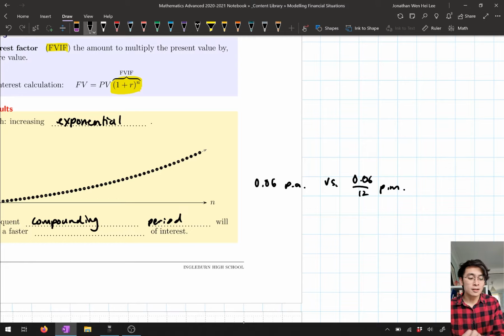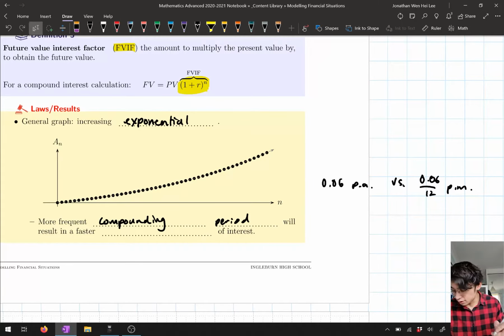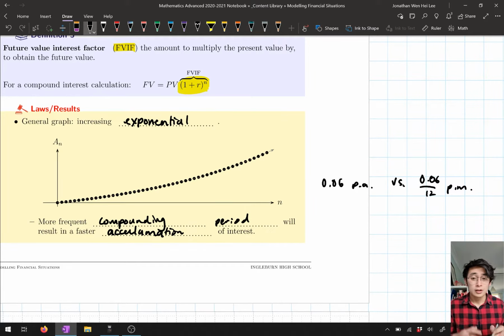The one which compounds more often will result in a faster accumulation of interest. If you do more compounding periods, your graph will be steeper and your money grows quicker and quicker. The more often you have those compounding periods, the quicker your investment will grow. That's going to be helpful, particularly when we're trying to identify the graphs of particular compound interest investments. So the more frequent the compounding periods, the faster the accumulation of interest, and the more interest you're going to get over time.